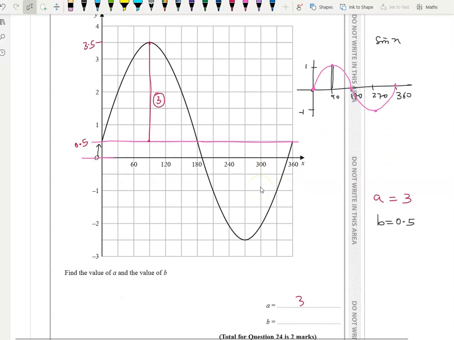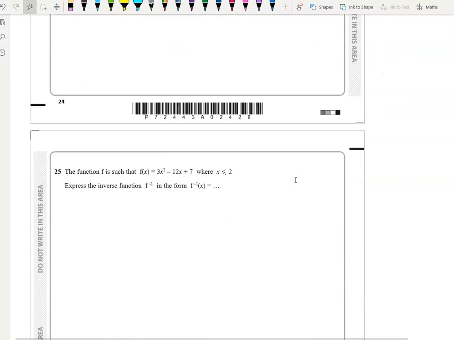Then write the answer here. A is 3, b is 0.5. Okay, that's it. Next question, number 25.